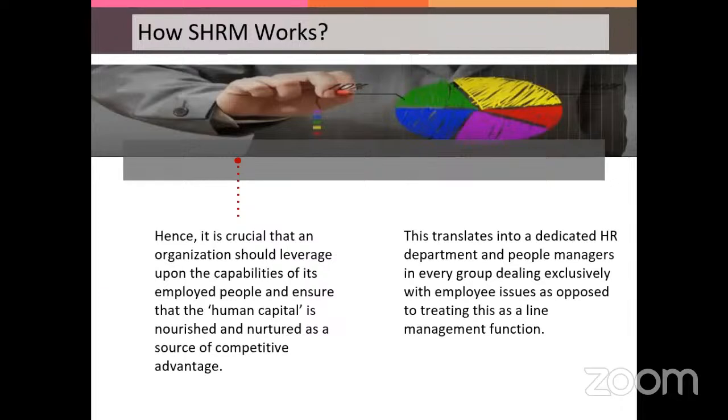Hence, it is crucial that an organization should leverage the capabilities of its employed people and ensure that the human capital is nourished and nurtured as a source of competitive advantage. This translates into a dedicated HR department and people managers in every group dealing exclusively with employee issues, as opposed to treating this as a line management function.